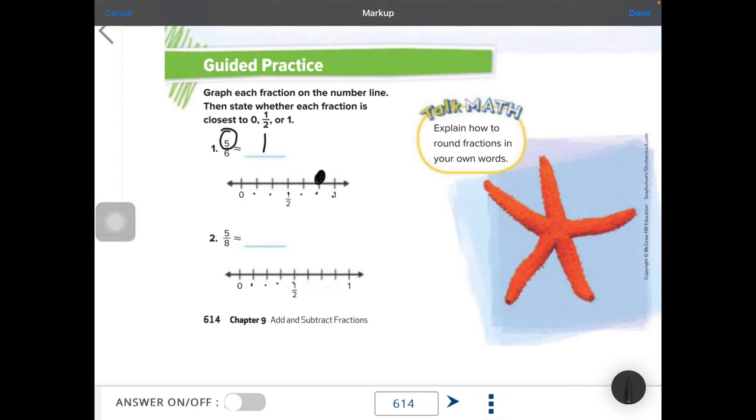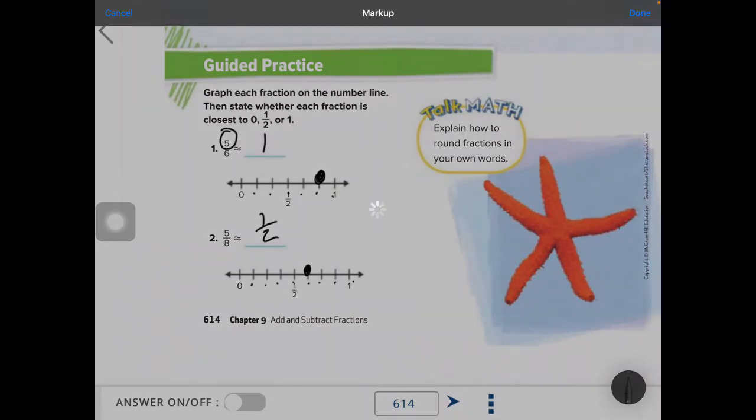Okay, now 5/8. 1, 2, 3, 4, 5, 6, 7, 8. So 5/8 is going to be located just past the half. So let's look at this. It's too far away from the 1, too far away from the 0, and it's perfectly close, so it's about close to half. That is going to be our benchmark fraction.